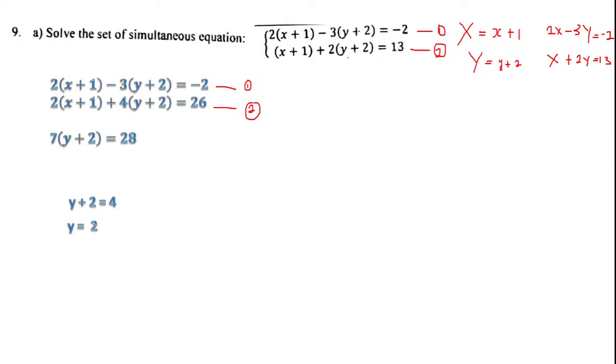We now substitute this value of y equals 2 in any of the equations. You can substitute in equation 1. So this is where I've substituted. Substitute y equals 2 here, and you solve. You have your x equal to 4 when you simplify.